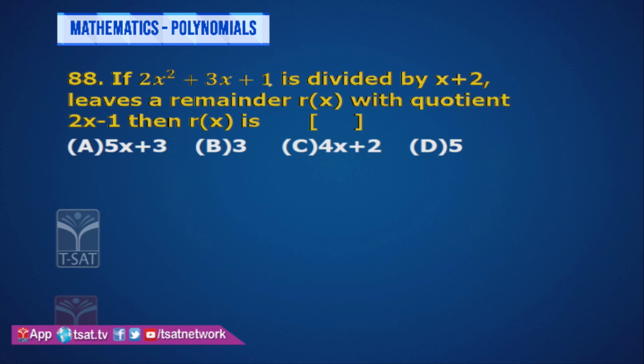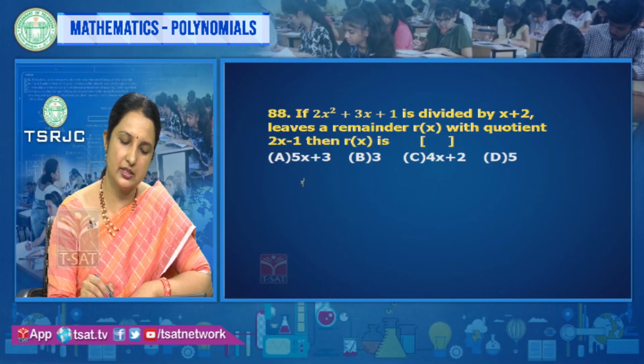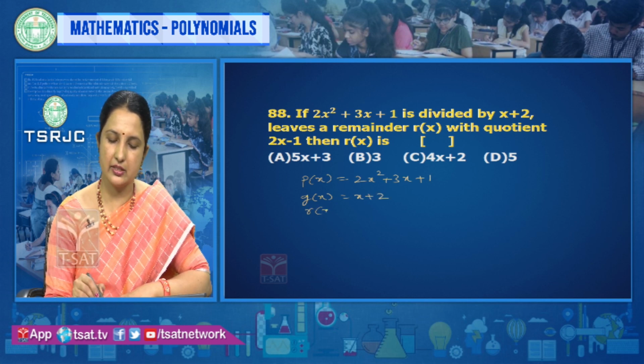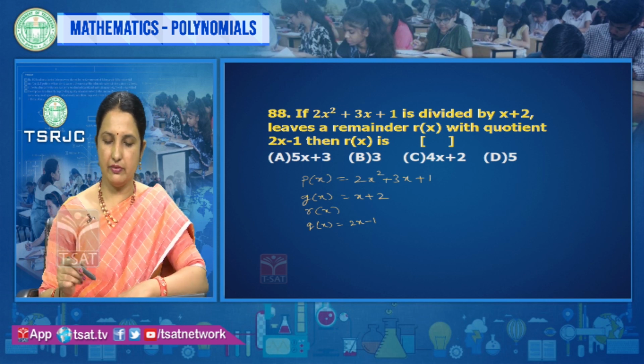If 2x square plus 3x plus 1 is divided by x plus 2 and leaves a remainder r of x with quotient 2x minus 1, then find r of x. That means the dividend, p of x, is 2x square plus 3x plus 1. The divisor is x plus 2. The quotient is given as 2x minus 1. We have to find the r of x value.